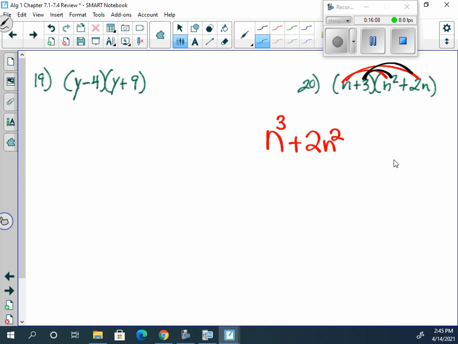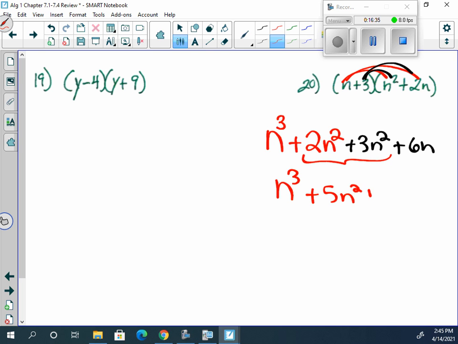Then we do the same thing with positive 3. Well, 3 times n squared would be plus 3n squared. And 3 times 2n would be plus 6n, because 3 times 2 would give us 6. Now, do we have any like terms? Yes. N cubed does not have any like terms, but our n squareds combine, plus 6n. And that there would be our solution. Any questions on this? Yeah.